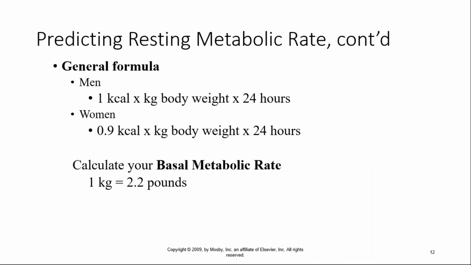So how do you predict the resting metabolic rate? It is predicted by a formula. For men, it is 1 kilocalorie times your body weight in kilograms multiplied by 24 hours. And for women, it is 0.9 kilocalories times the body weight in kilograms multiplied by 24 hours. So you can now calculate your basic metabolic rate depending on your body weight. And if you do not know your body weight in kilograms and you know it in pounds, please remember 1 kilogram is equal to 2.2 pounds.